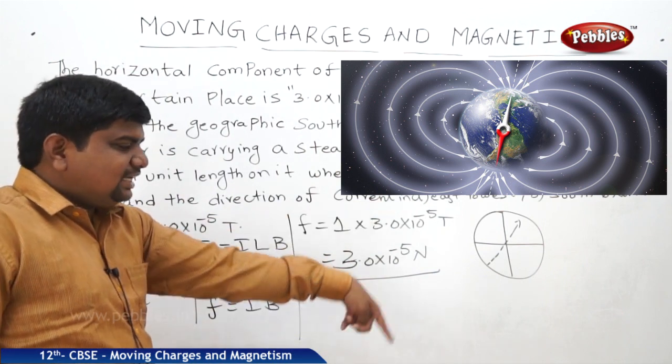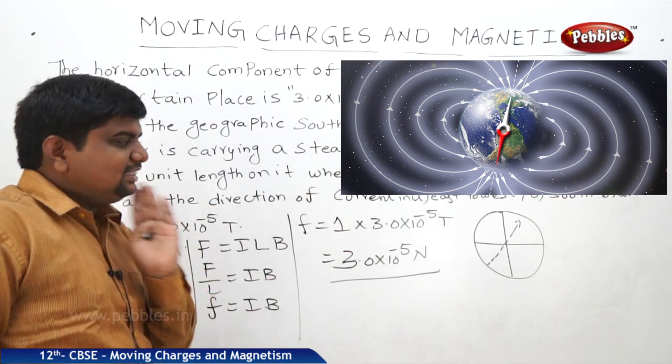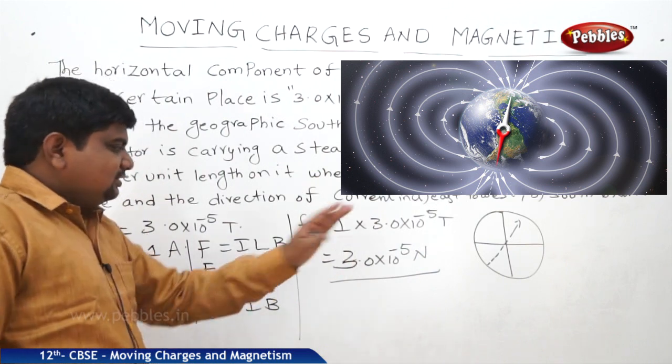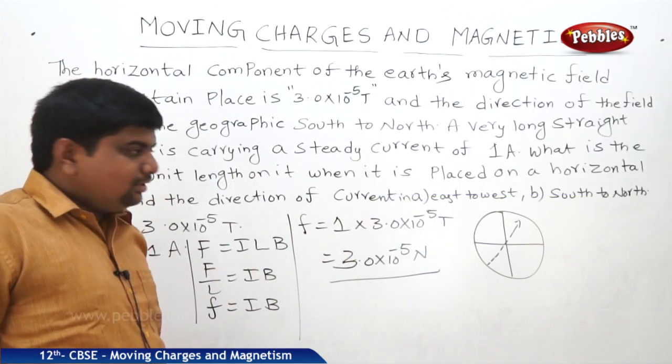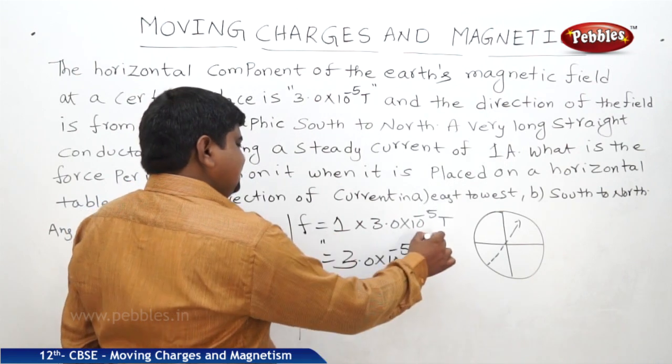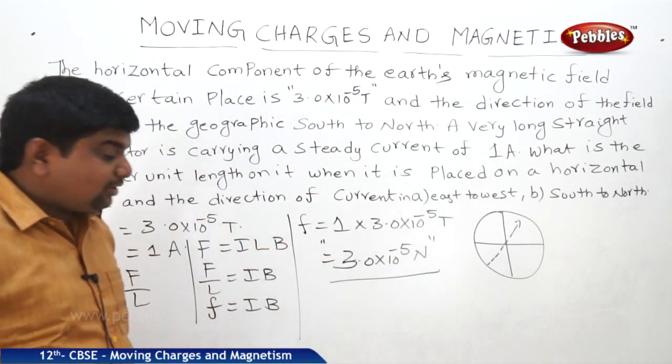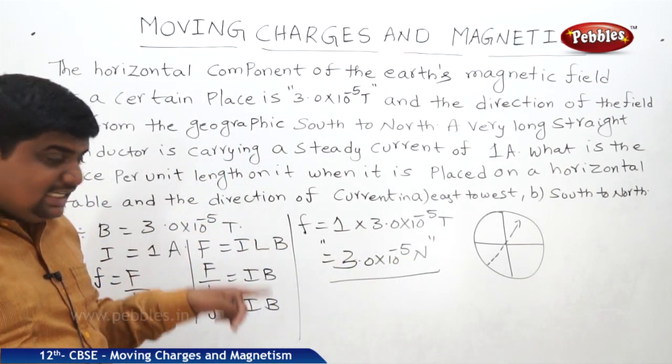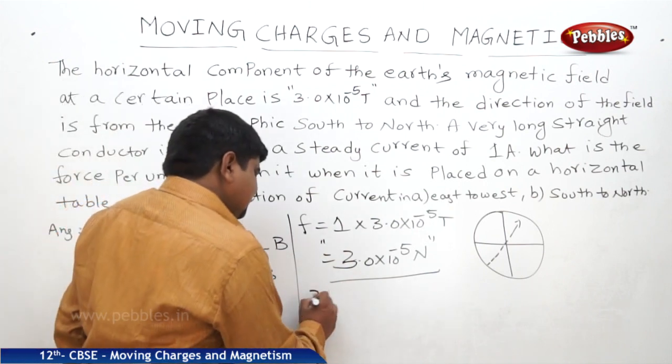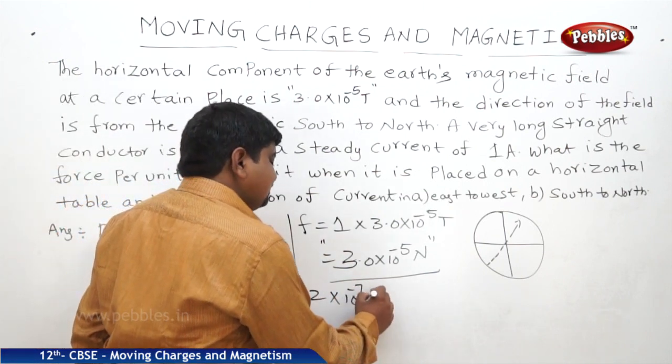So, in east to west direction, we can write F is equal to ILB sin theta and sin 90 is equal to 1. The same amount of value we will get. But force here is 3 into 10 to the power of minus 5 newtons. It is so much greater than 2 into 10 to the power of minus 7 newtons.